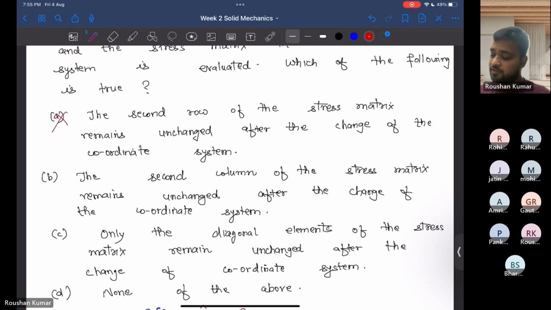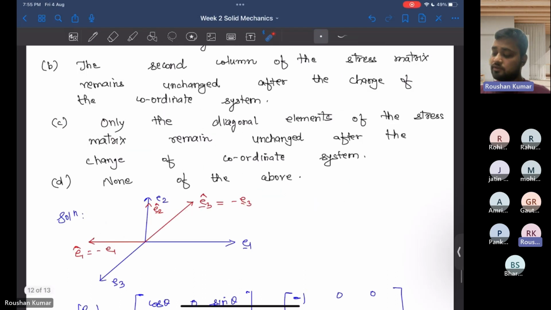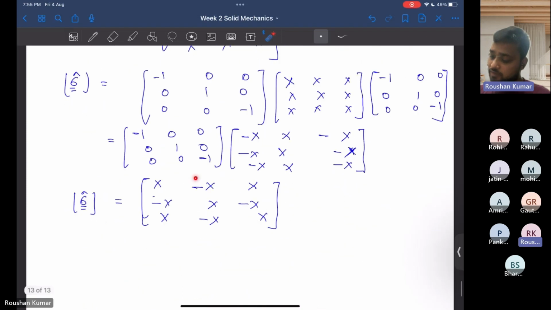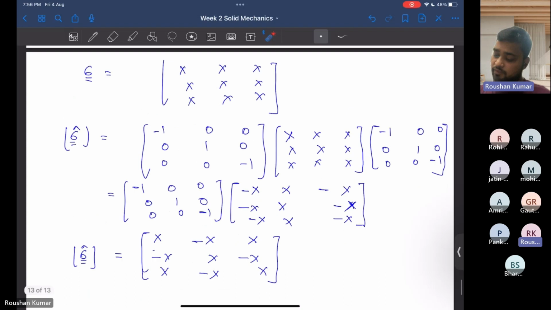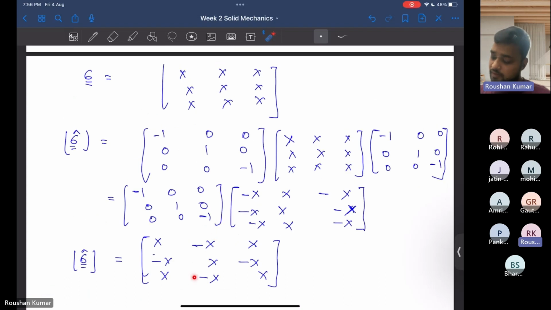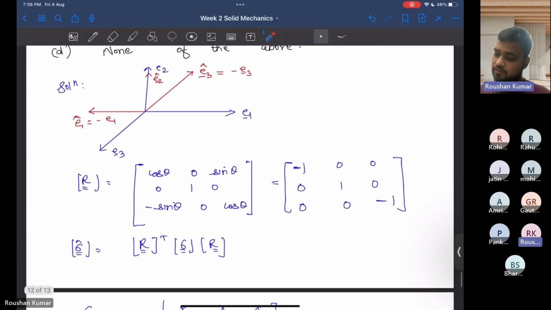The second option is the second column of the stress matrix remains unchanged after the change of the coordinate system. So let's move on to the second column. This is the second column, and you can see, comparing with the earlier one, that it has also changed. The first and the third components have changed from x to minus x. So this is also the wrong option.